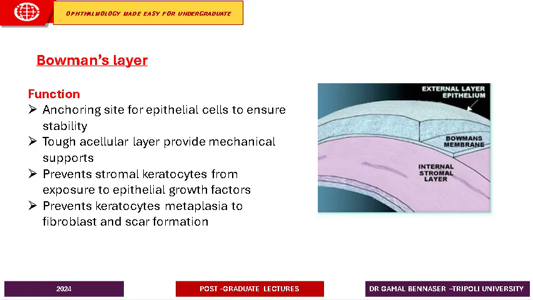As I said before, the epithelium has rapid mitotic activity and a lot of growth factors are secreted in that area. So the Bowman's layer acts as a barrier to prevent the diffusion of these growth factors to the underlying stroma and prevent the metaplasia of the keratocytes and fibroblasts. So Bowman's layer mainly serves as a mechanical support and as a barrier to prevent the diffusion of growth factors to the underlying stroma.